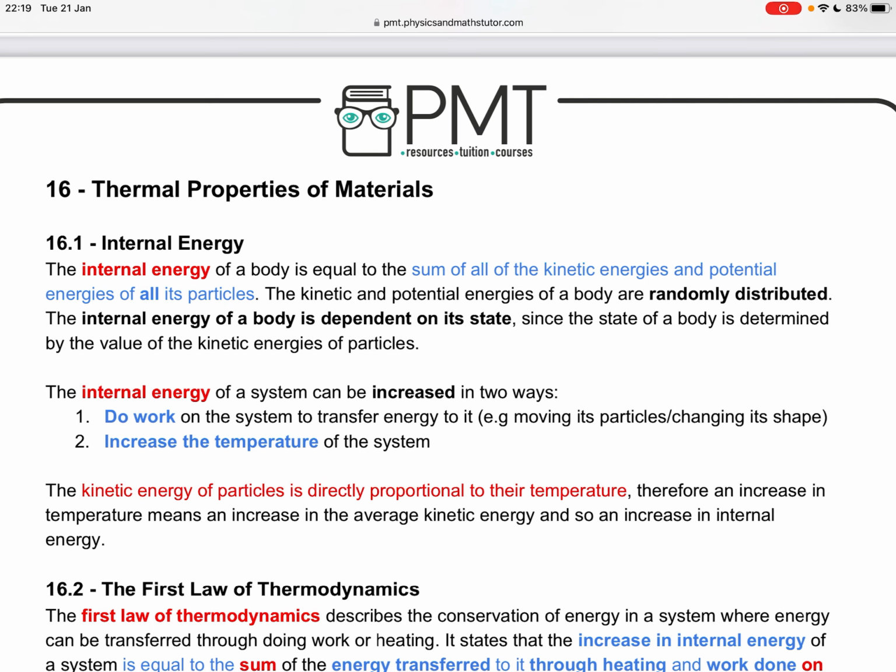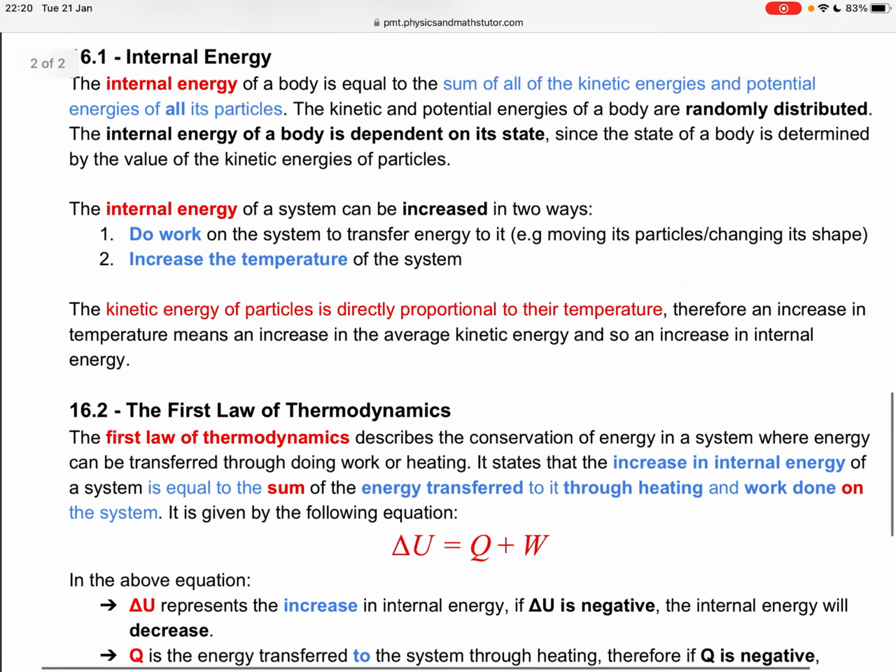The second thing is that you increase the temperature of the system. Increasing the temperature of the system also increases the kinetic energy and so it increases the internal energy. As you know, the kinetic energy of particles is directly proportional to their temperature. Therefore, an increase in temperature means an increase in the average kinetic energy and so an increase in internal energy.